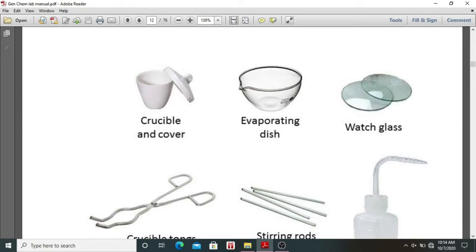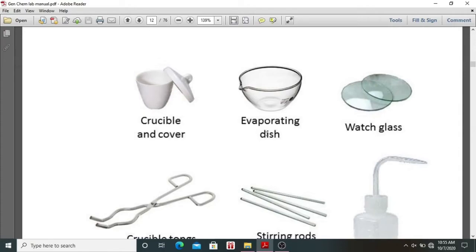Then we have also crucible and cover. It is actually used in moisture content analysis, and also gravimetric analysis. The sample is placed on a crucible, then it is heated at a higher temperature, because your crucible is susceptible to higher temperature, and the sample also has its moisture content. It really needs a lot of time to do moisture analysis, but this crucible is used for that.